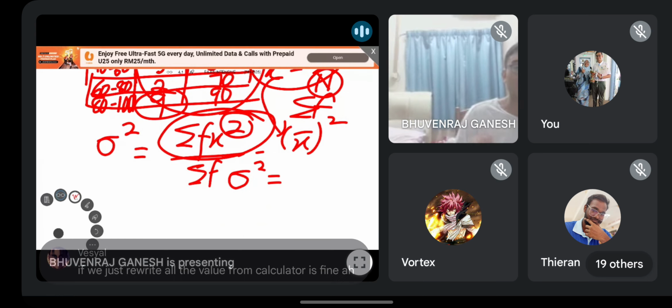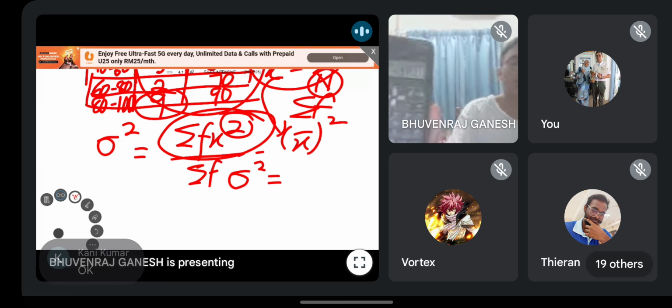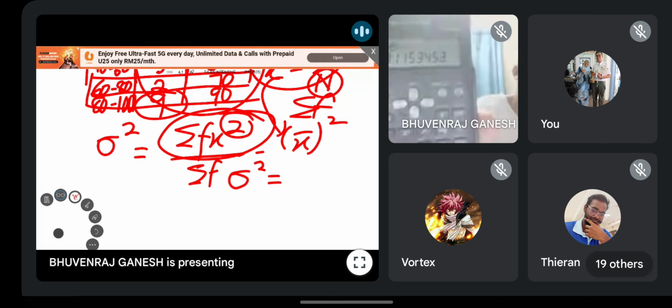I think 4 DP is easier. Don't copy your calculator, guys. Don't copy what the calculator shows you. Let's say, let me just put a random value. Let's say this is your standard deviation. What will be your answer, guys? Can you type for me based on this value? Please type the standard deviation for me. How will you leave your answer based on what I say?